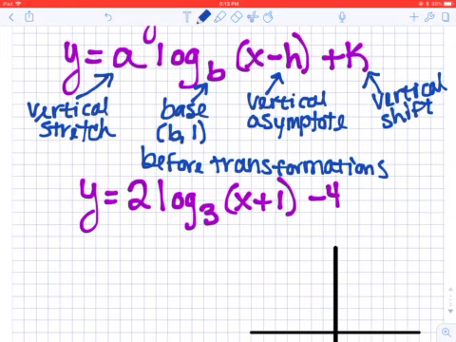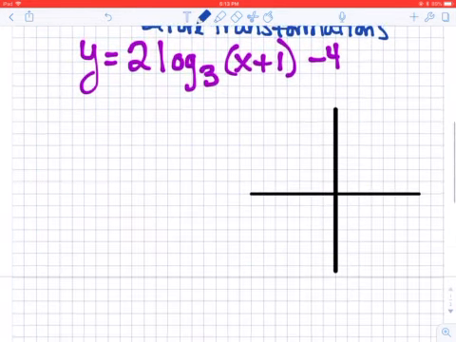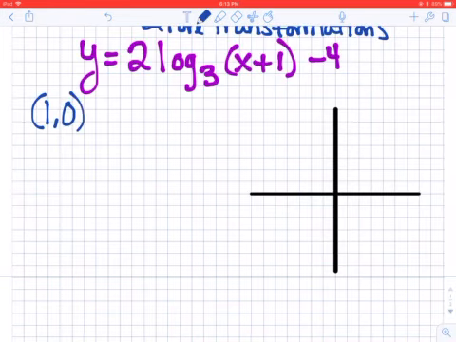All right, so let's try one together, see if we can identify all the pieces. So the first thing that I'm going to do is find two critical points. One of those points is the point 1, 0. It's that x-intercept we just saw. This will always be a point on your logarithmic function unless you have a number in front of x.